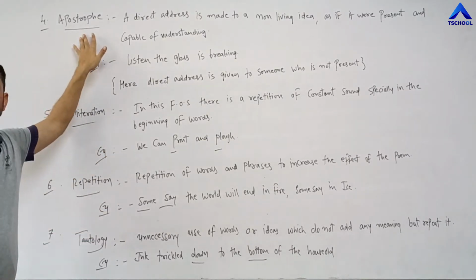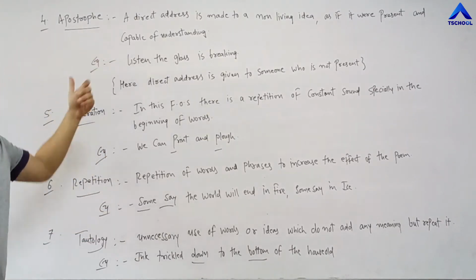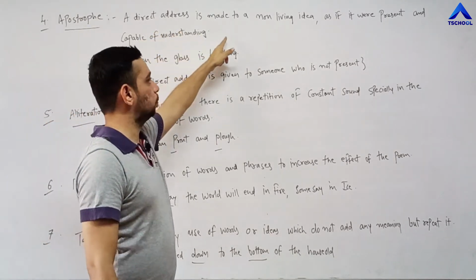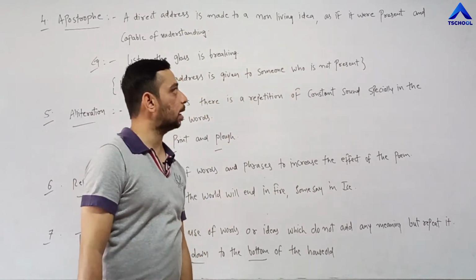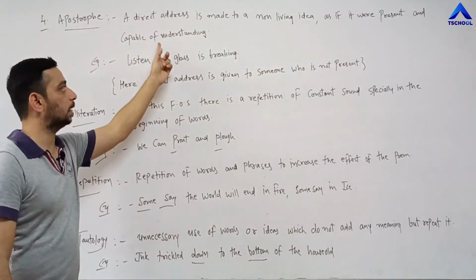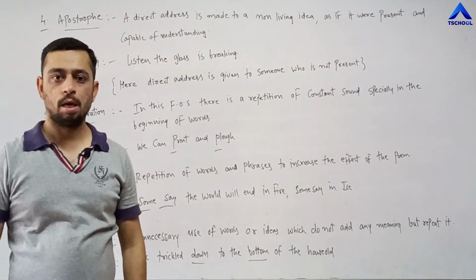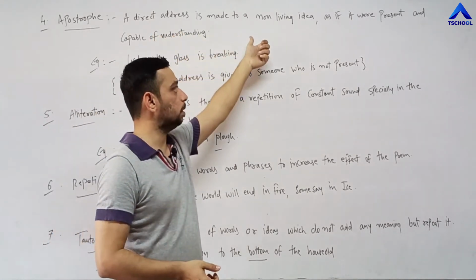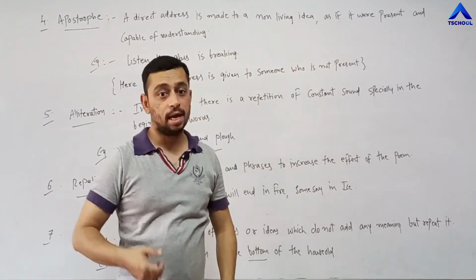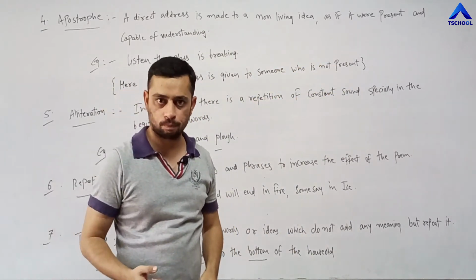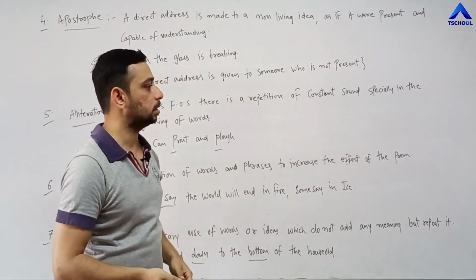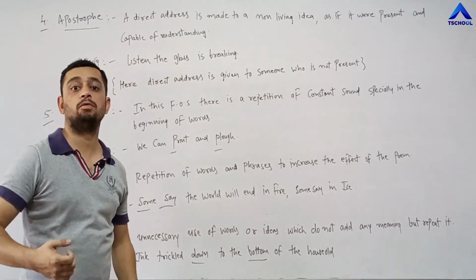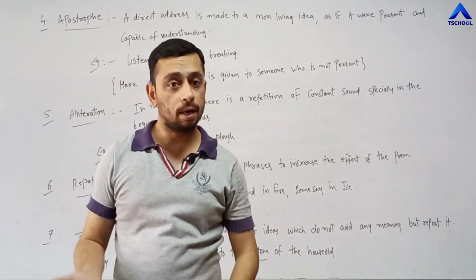Number four, that is apostrophe. What is an apostrophe? Apostrophe means a direct address is made to a non-living idea as if it were present and capable of understanding. Repeating it again, apostrophe means a direct address is made to a non-living idea, an idea which is not present, as if it were present and capable of understanding.